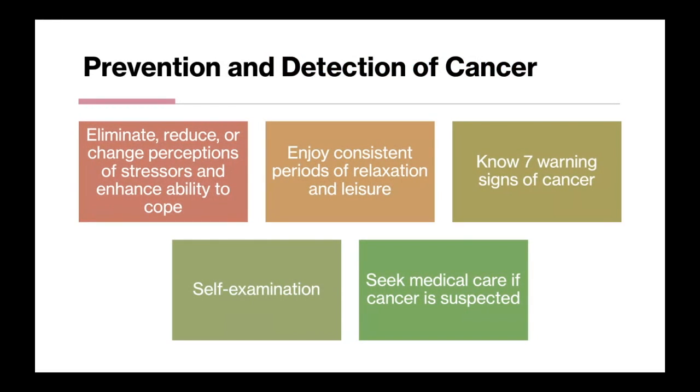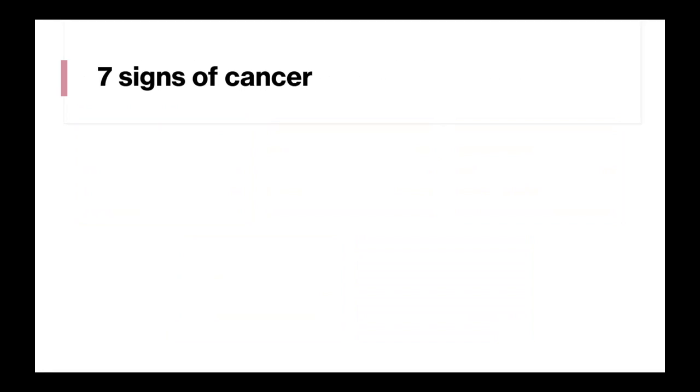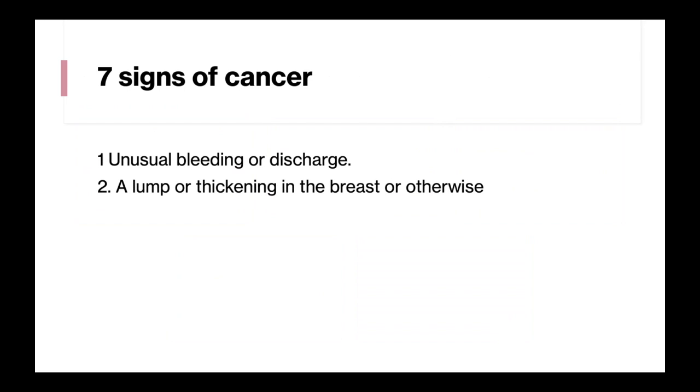Section. This is all just make sure you do your self-exams. You should know these 7 warning signs of cancer for your tests. So unusual bleeding or discharge, and that can be not just like vaginal bleeding, like breast nipple discharge. There's all kinds of different areas.